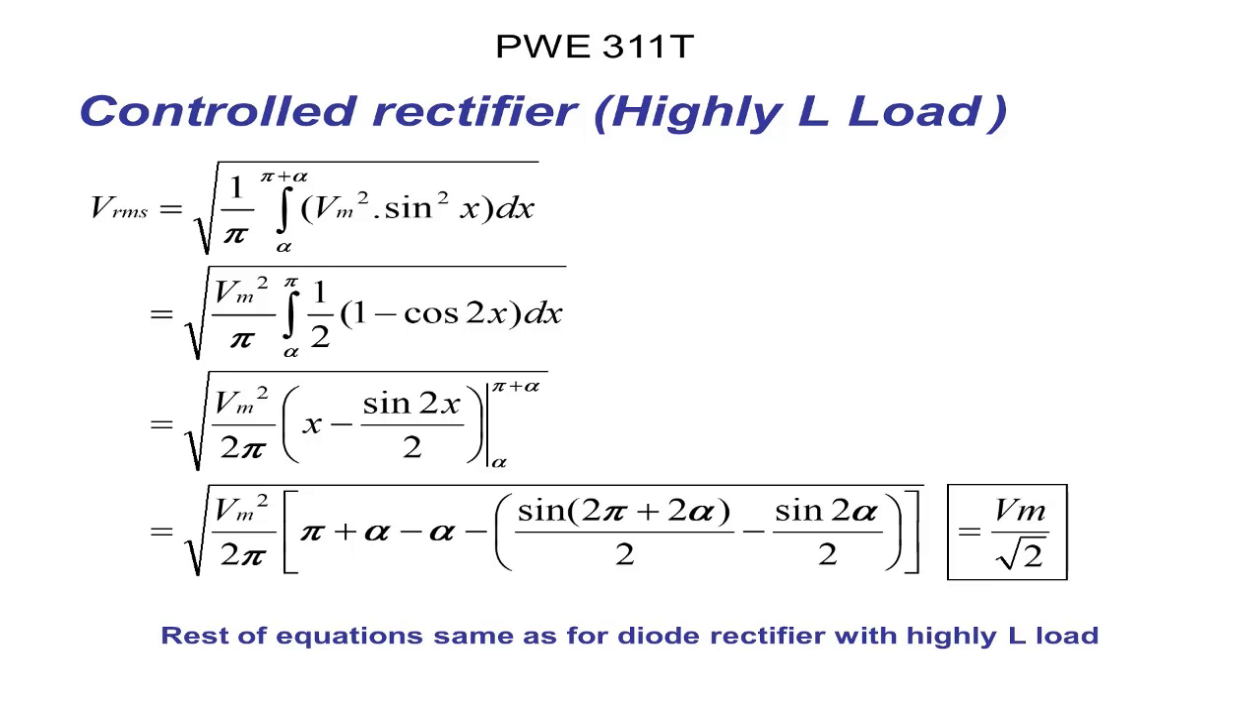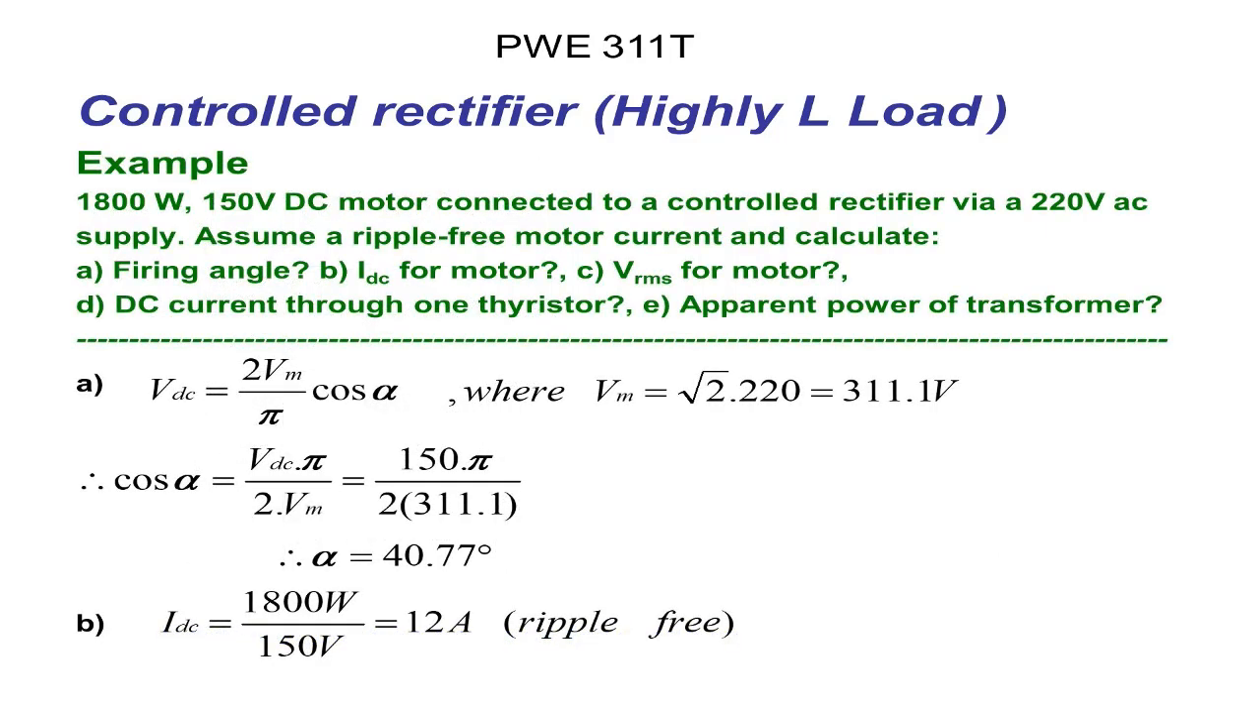Okay, so for a controlled rectifier with highly inductive load, we now see that VRMS is V peak over root 2. So you should know that it means that VRMS, or the source voltage, becomes the RMS voltage of the output. Let's look at this example here.